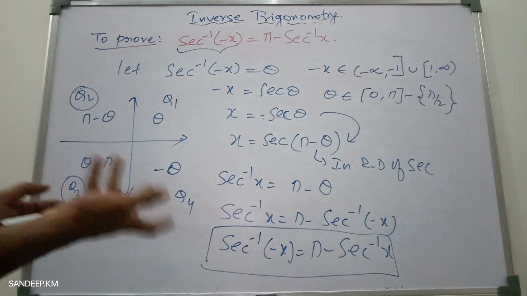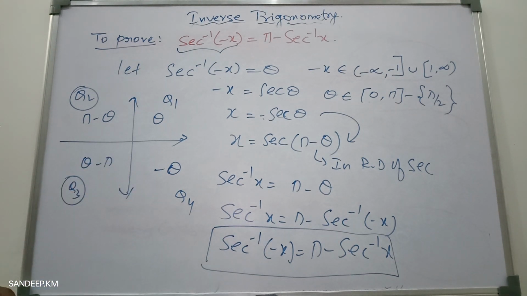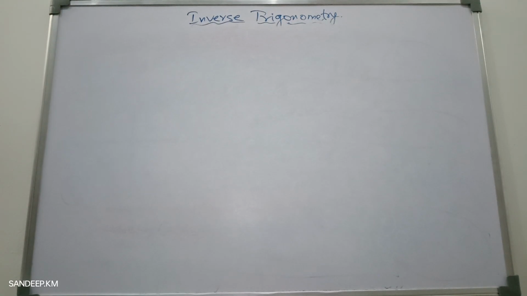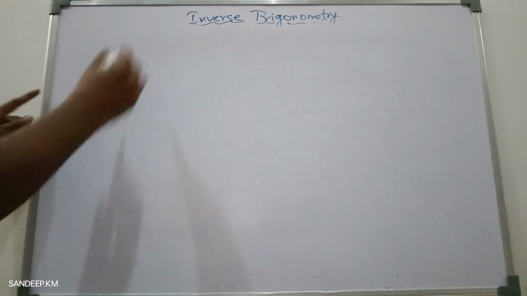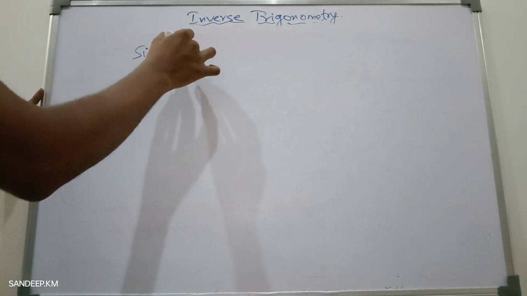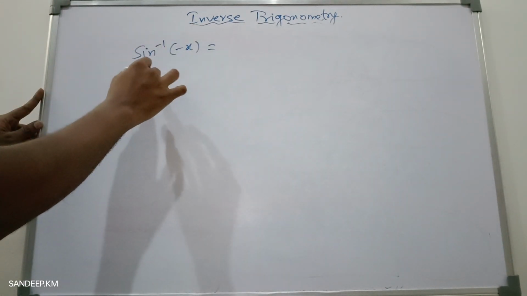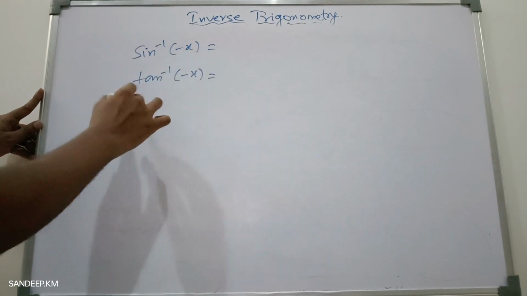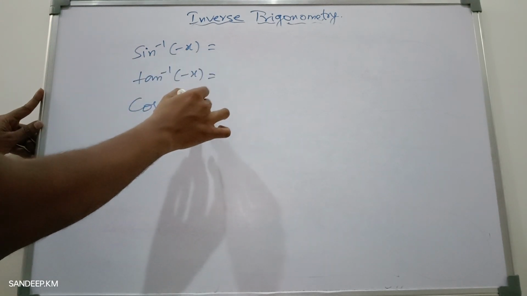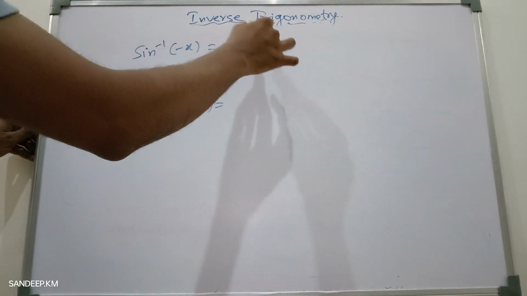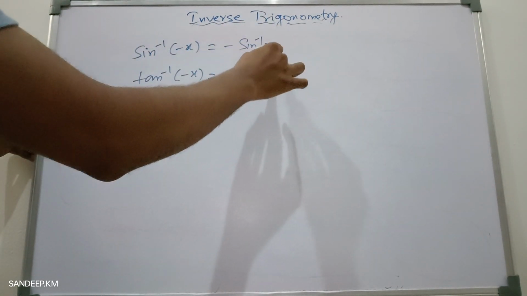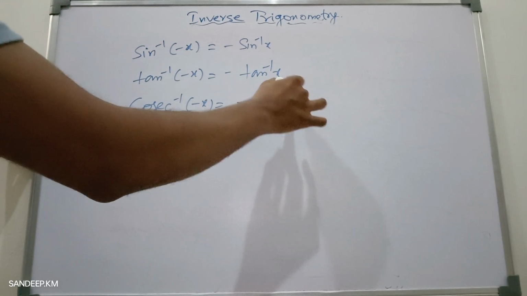And finally, how do we use it in the problems? That's very, very simple. And once again, how to remember it? I'm just giving you clarity. Sin inverse of minus x, tan inverse of minus x, and cosecant inverse of minus x are all equal to what? Sin inverse of minus x is minus sin inverse x, tan inverse of minus x is minus tan inverse x, and here it is minus cosecant inverse x.